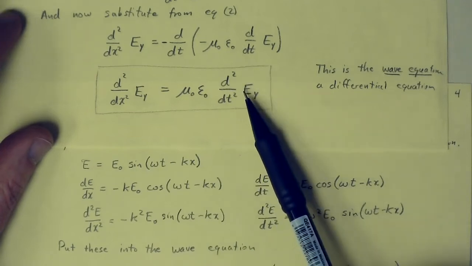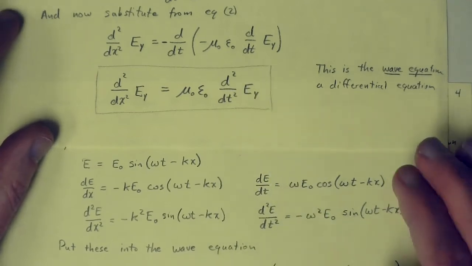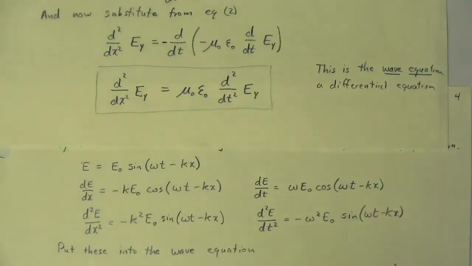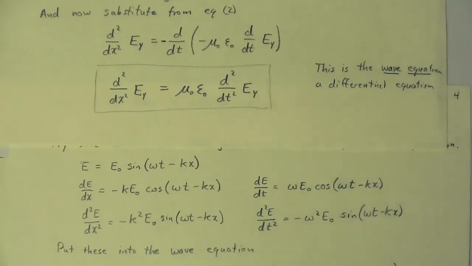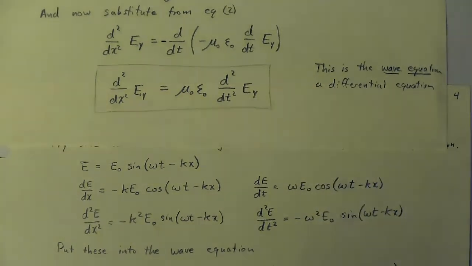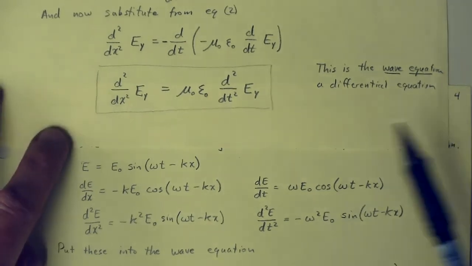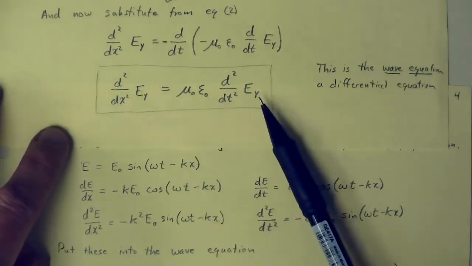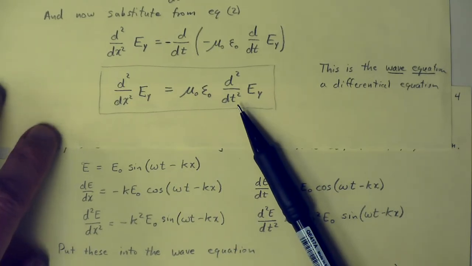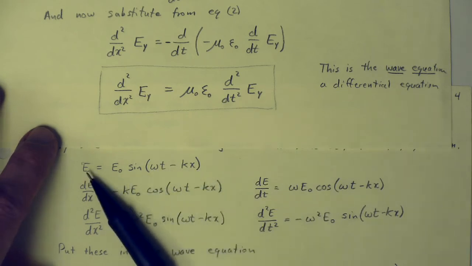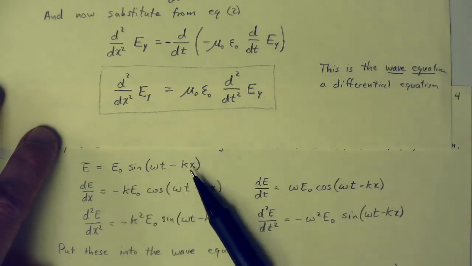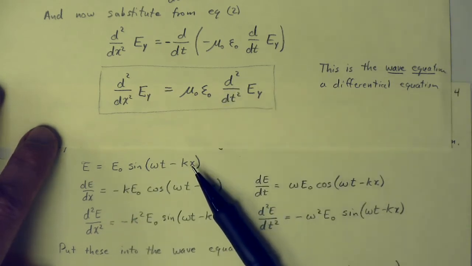Remember, this equation is a differential equation. It's not an equation where you find, what's E? What's the answer to this equation? It's not 5 or 62 volts per meter or something like that. It's a function. The answer to this equation is a function of some sort. And so here's a possible function that might be the answer to it.